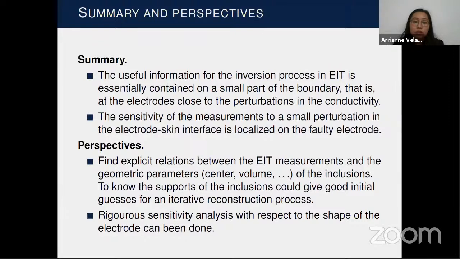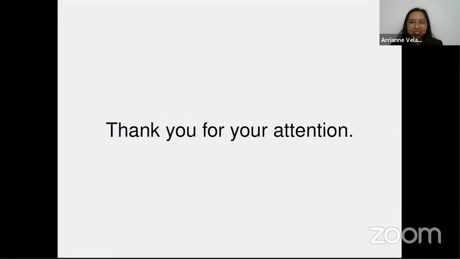Also, rigorous sensitivity analysis with respect to the shape of the electrode can be done. This is for irregular shape domains, because in our work we only consider equally spaced electrodes and of equal lengths. Thank you for your attention.